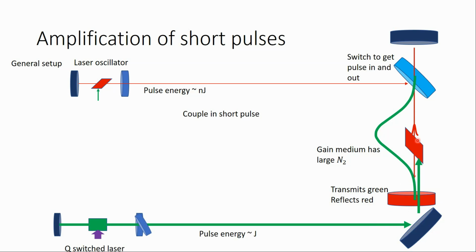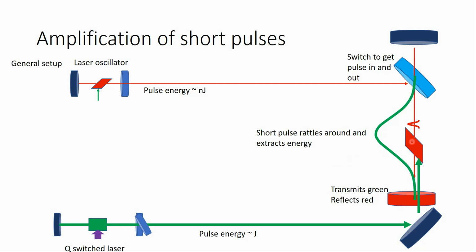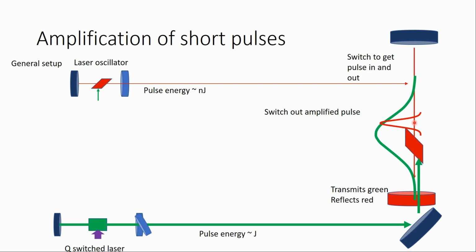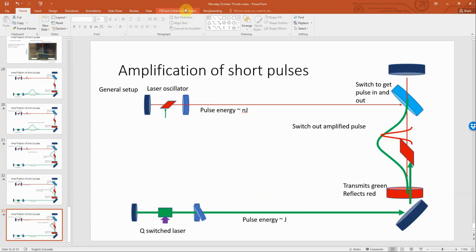Okay, so this medium here has high population inversion. Almost everything's in N2. Now we have this weak pulse coupled in. That pulse rattles around, and through stimulated emission, it grows. It can only rattle around if we take that mirror out, and this pulse rattles around many, many times, and as it rattles around, it becomes very amplified. Once that gain medium is saturated, we put that mirror back in, and we switch this pulse out. That pulse goes out and then goes towards an experiment. So that is the basics of how we amplify ultra-short pulses.